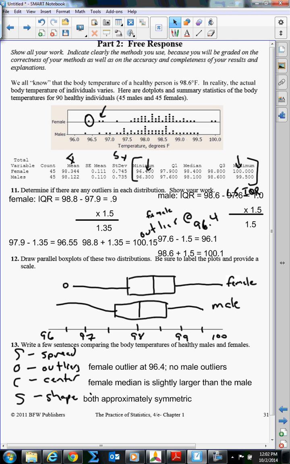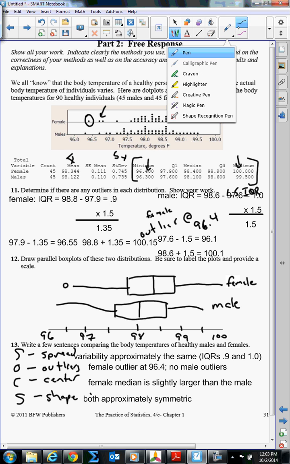And for the spread, I would say the spreads are approximately the same. And so I will say variability is approximately the same. And to confirm that, look at the IQRs: 0.9 and 1.0. So those are awfully similar. So I think that's sufficient for commenting on those two.